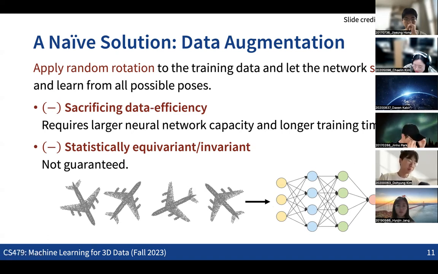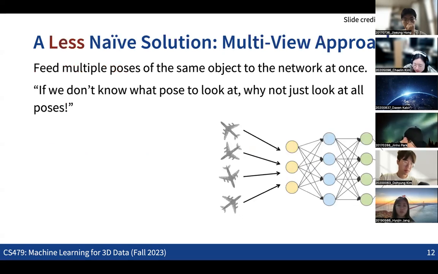So the other way around, which might be a less naive approach, is this multi-view approach. Here the basic idea is that we are not treating all the different views of 3D models as different data. Instead, we make all the random rotations and treat the set of all the different views as a single data point. Does it make sense? So when you have an airplane, instead of making all the different views and treating them as different 3D data, we make the set of the different views of the 3D data one single data point.